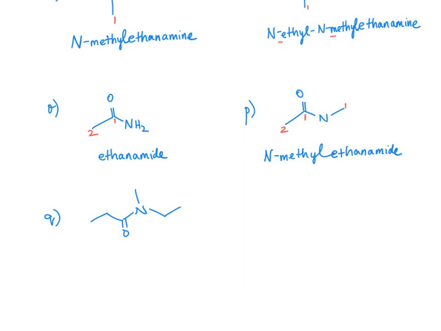All right, let's try Q. See the amide linkage? There it is. So mark the amide linkage carbon as the first carbon and number away from the nitrogen. So there we go. Propane, drop the E, add the suffix, propanamide. Now, what's happening on the other side of the nitrogen? Well, we have an ethyl group here, and we have a methyl group. So N-ethyl, N-methyl propanamide.